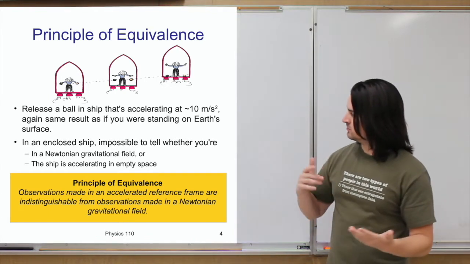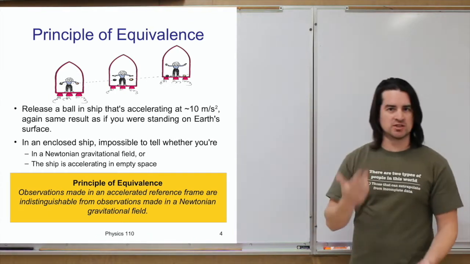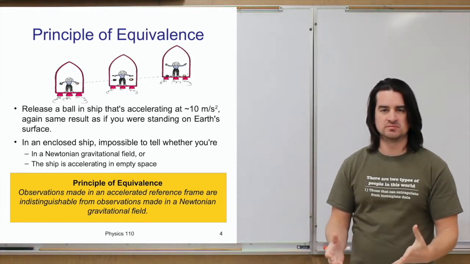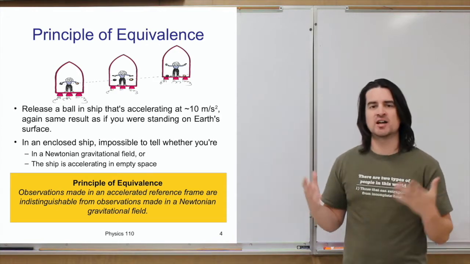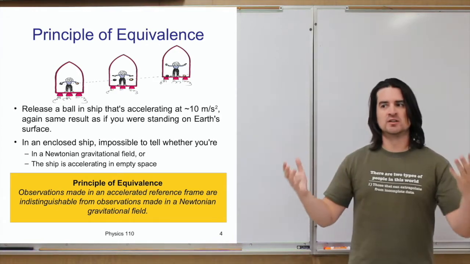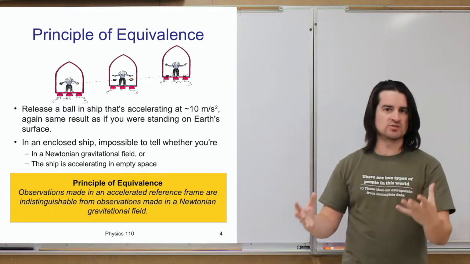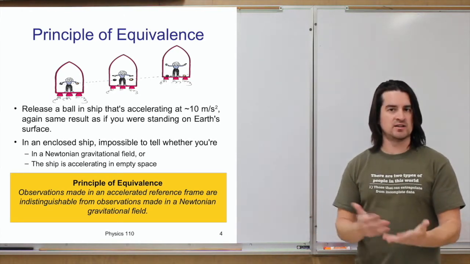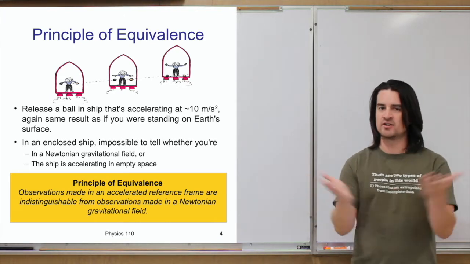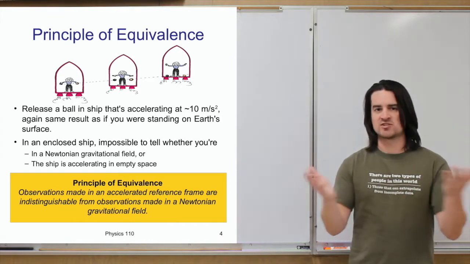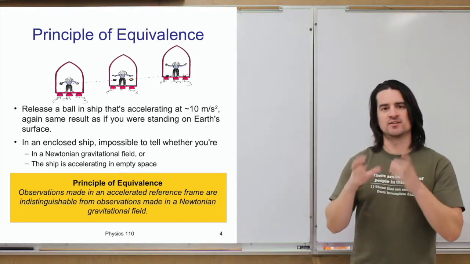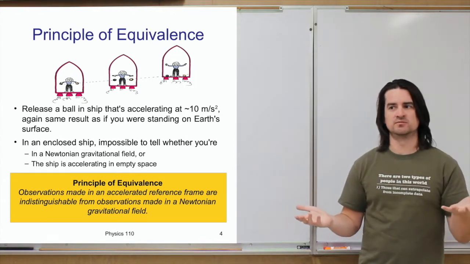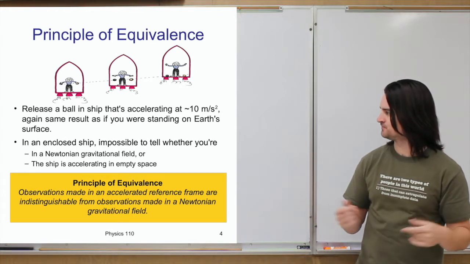So that brings us to the conclusion that if you were in an enclosed spaceship, it's actually impossible to tell whether you're in a normal Newtonian gravitational field, the sort of gravitational field we've talked about before, or whether that ship was accelerating in empty space. Not near any masses, not in any gravitational fields, but just accelerating at the right rate to mimic that acceleration from gravity.